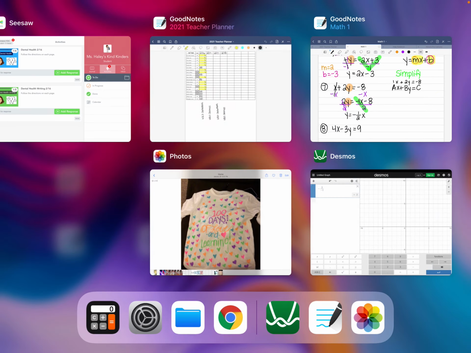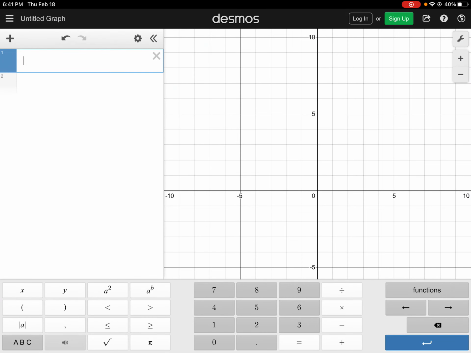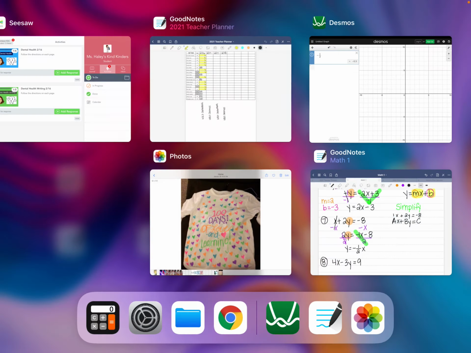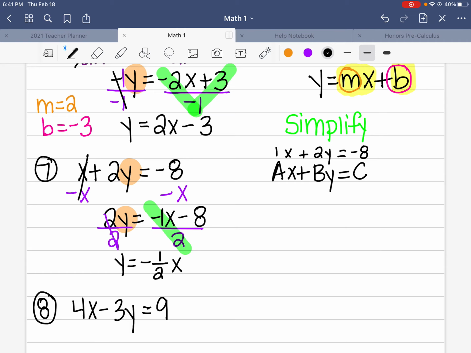How do I know? I can pull up Desmos. I can type negative 1 divided by 2. It's going to give you a fraction. Well, just hit the little fraction button that's in the blue section on the side, and it'll turn it back and forth between a fraction and a decimal. So it's negative 1/2, and I'm going to put the x on the outside. All right, I'm going to simplify again. So negative 8 divided by 2 is going to be minus 4.